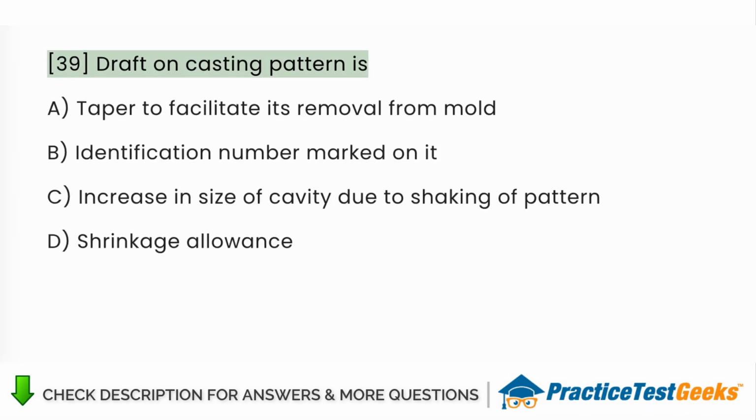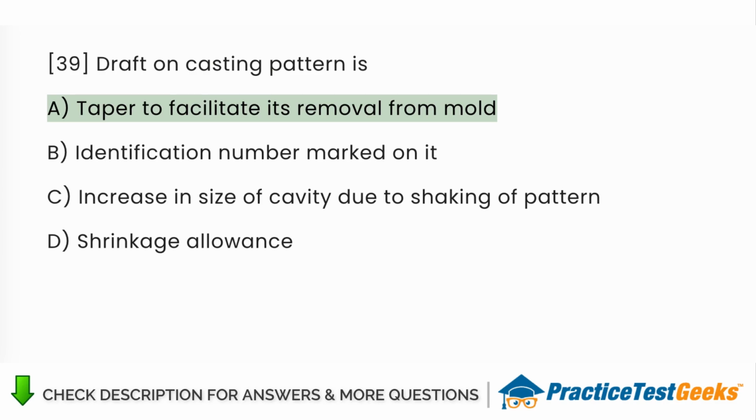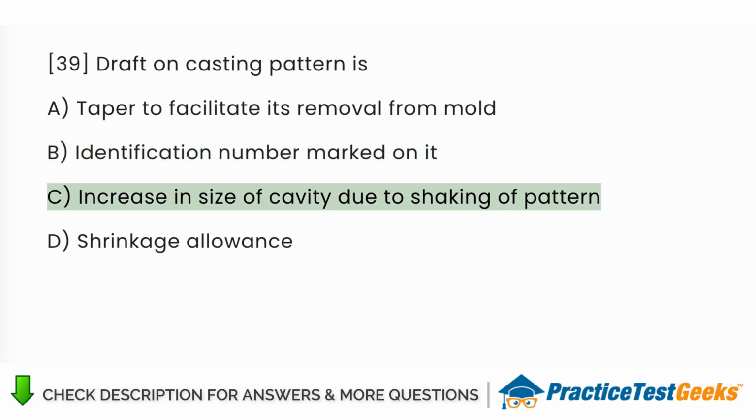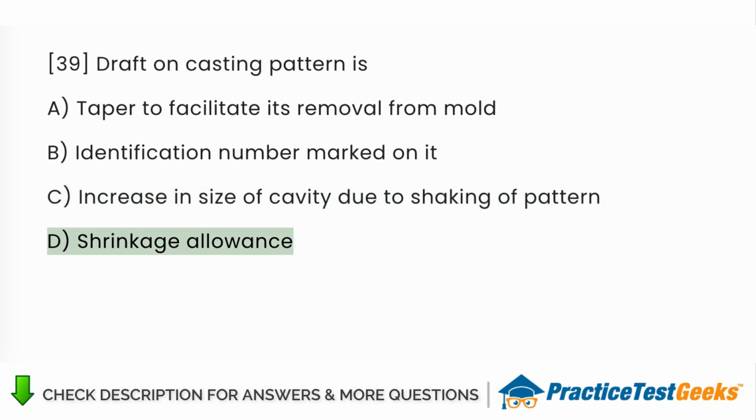Draft on casting pattern is: A. Taper to facilitate its removal from mold. B. Identification number marked on it. C. Increase in size of cavity due to shaking of pattern. D. Shrinkage allowance.